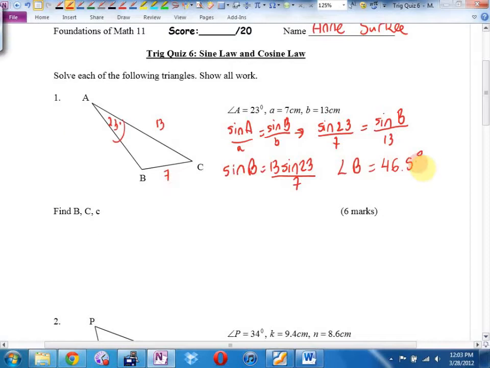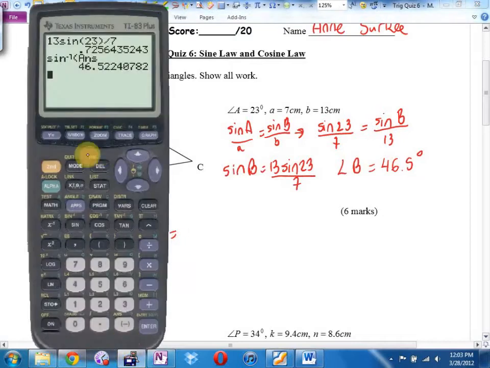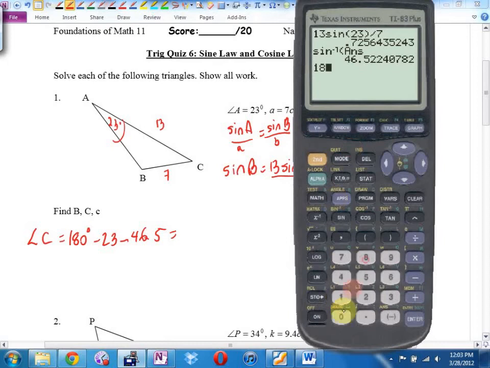Angle C, that gets you 1 mark, by the way. Sorry, that gets you 2 marks: 1 mark for the equation, 1 mark for the answer. Angle C is going to be 180 degrees minus 23 minus 46.5. I can use angle sum of triangles. 180 minus 23 minus 46.5, 46.5, Mr. Dueck. 110.5.